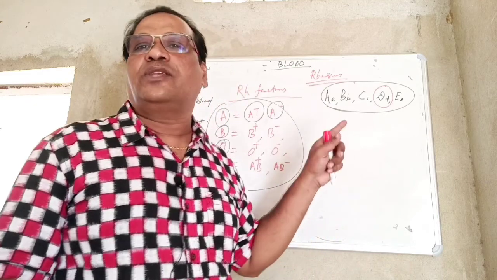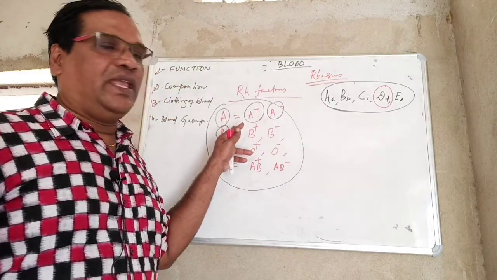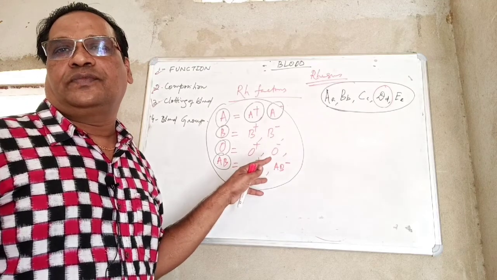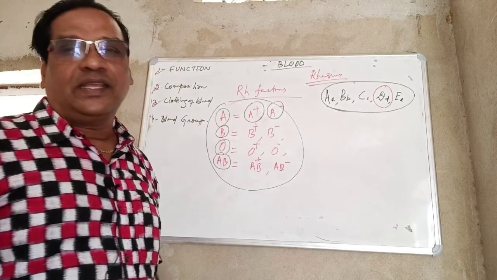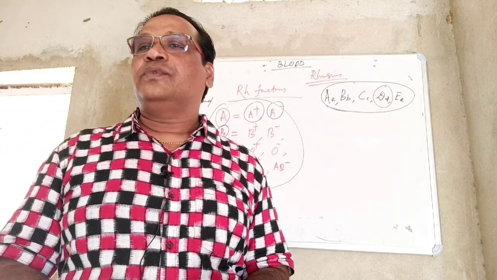Rh is plus or minus, and you may write it like this. Suppose in A the Rh protein is present, then that is A plus. And if the Rh protein is absent in the RBC, then that is A minus. So this is all about the Rh factor.